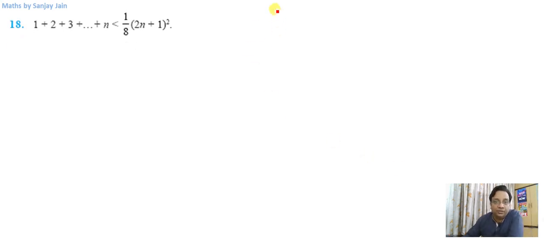So let us do it quickly. For n equal to 1, this is P of n, right? For n equal to 1, the left hand side of the inequality will give you 1. The right hand side of the inequality will give you 1 upon 8 into (2 plus 1) squared, that is 9 by 8. So this 1 is of course lesser than 9 by 8, right?